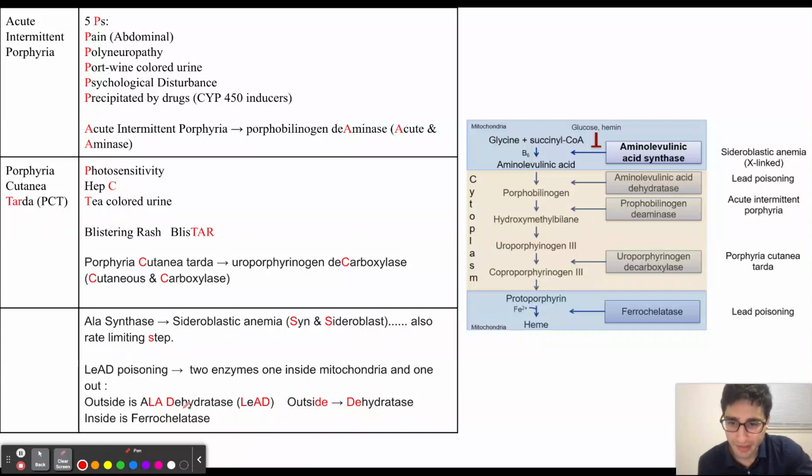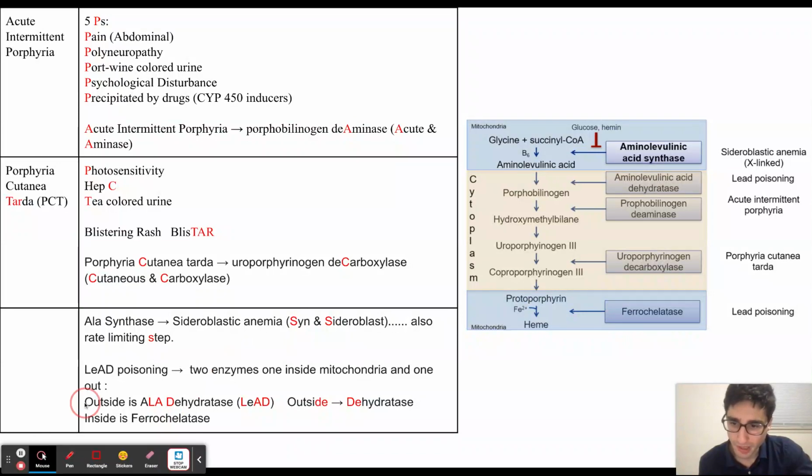How can you remember that dehydrogenase is the enzyme that is going to be found outside the mitochondria? Well, use the DE in the word outside to help you remember that dehydrogenase is going to be the enzyme that lead inhibits outside the mitochondria. And the enzyme that lead inhibits inside the mitochondria is going to be ferrochelatase.